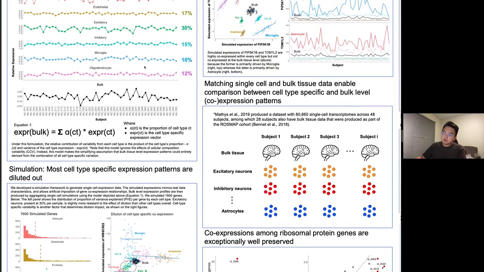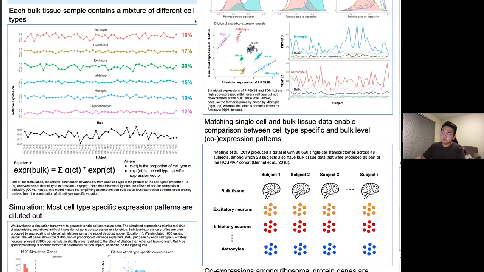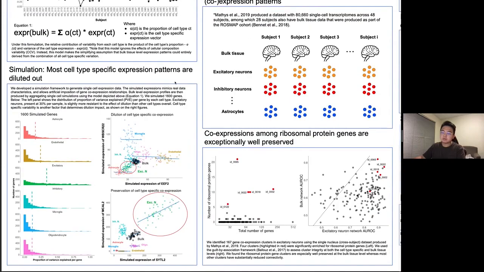Given this model and literature estimates of the cell type proportions to use as weights, as well as the expected levels of gene expression variability both within and across different cell types, we developed a simulation framework to generate single cell expression data. Single cell transcriptomes are then aggregated to form simulated bulk tissue expression profiles as well, and that way we can compare the two levels and assess the impact of dilution.